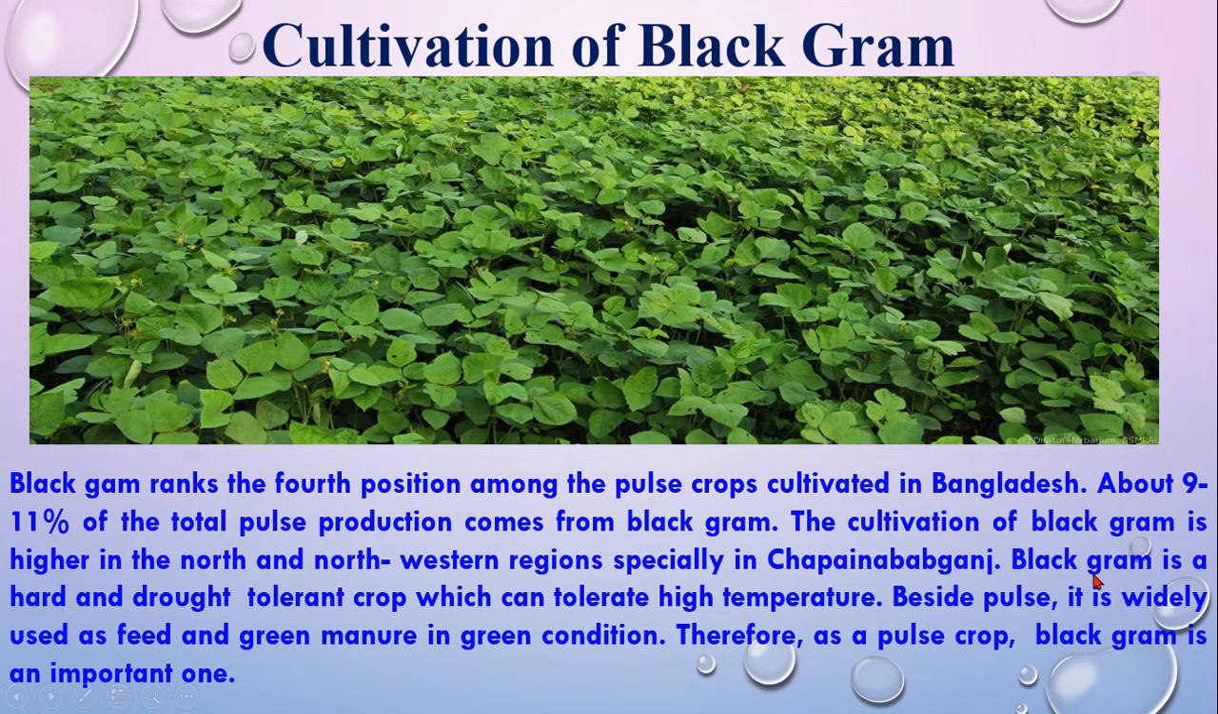This is important for MCQ as well. It is a hardy and drought tolerant crop which can tolerate high temperature as well. And besides this, the pulse is widely used as feed, and as green manure in green condition. Therefore, as a pulse crop, black gram is an important one. So black gram we can use as seed as well. This is a pulse crop as well. So this is a very important pulse crop.